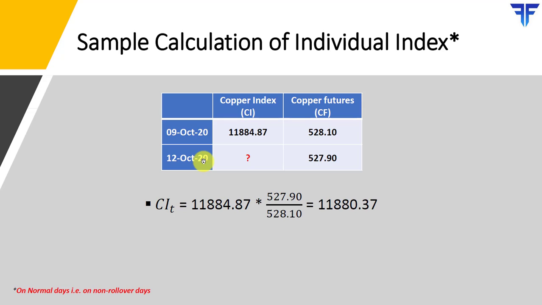So, let us perform a sample calculation now. What is the value of the copper index for 12th October? Well, the value can be calculated as the previous session index value, which is 11,884.87, multiplied by the current session copper futures price, which is 527.90, and then divided by the previous session copper futures price, which is 528.10. So, the copper index value for 12th October is 11,880.37. This is how the value of each of the individual indices is arrived at on normal days, that is, on days other than rollover days.